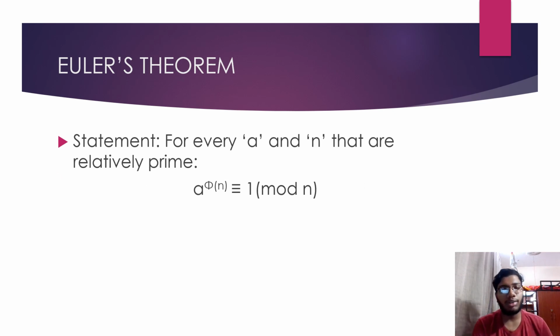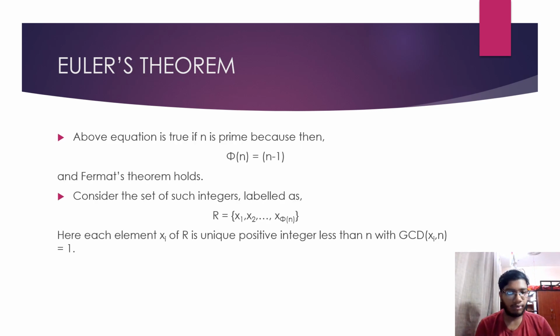So now coming to Euler's theorem. Euler's theorem states that for every a and n that are relatively prime, a to the power phi of n is congruent to 1 mod n. So if n is prime, then in that case phi of n is equal to n minus 1 and Fermat's theorem holds. However, it also holds for any integer n.